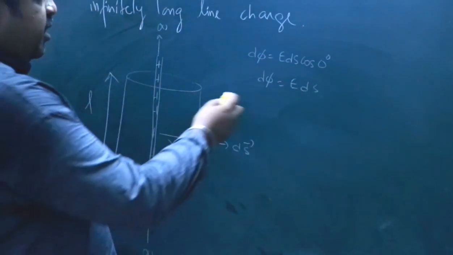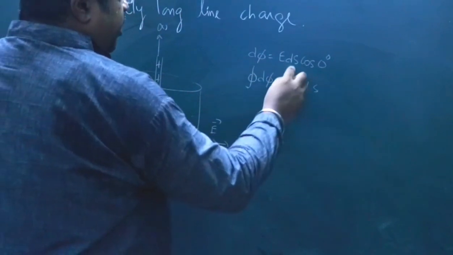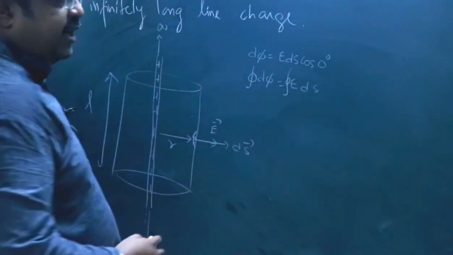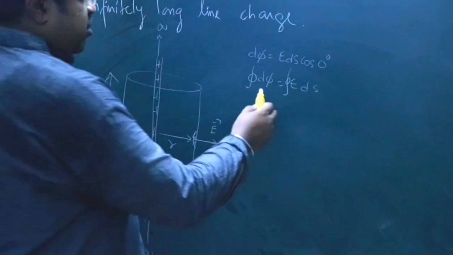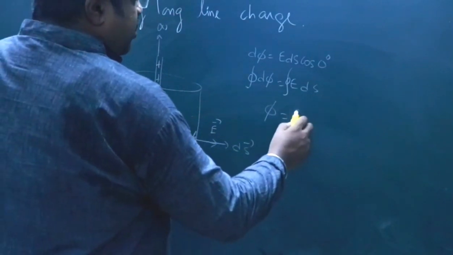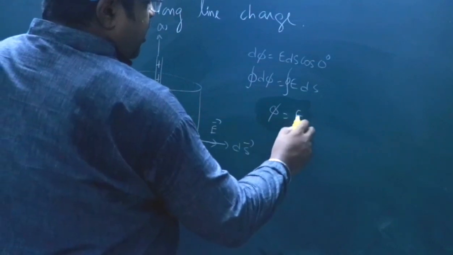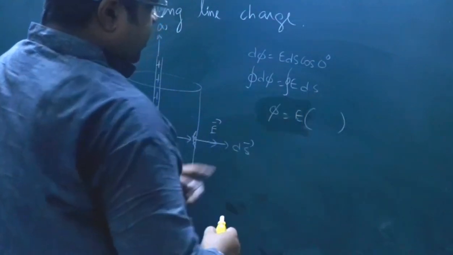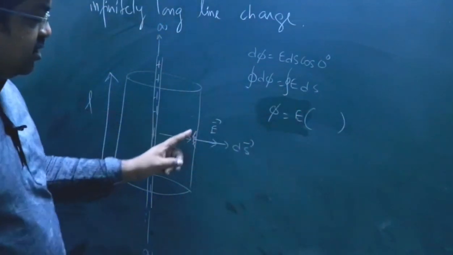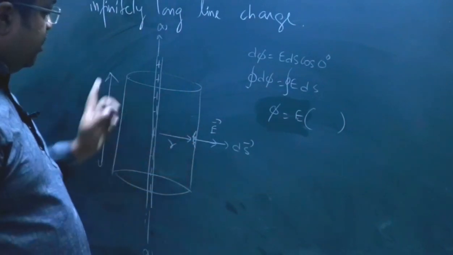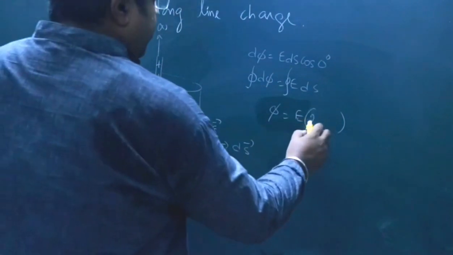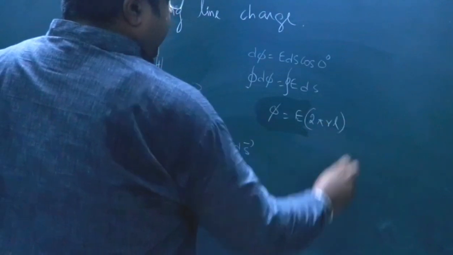So if we integrate this over the closed surface, we will get the total flux. So the total flux phi is equal to E times the integration of dS. Here dS is the small area, so if you integrate, you will get the total area, that is 2 pi R L.